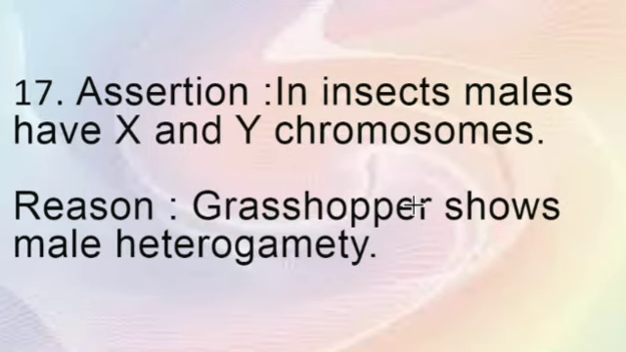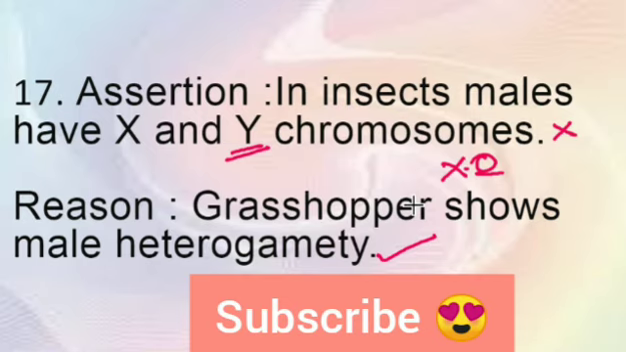In insects, males have X and Y chromosomes. That's wrong. Drosophila is like human beings, but other insects like grasshopper have one chromosome less. Males will have X and 0, nothing. So this statement is wrong. Grasshopper shows male heterogamety. That is true because it produces two types of gametes, half with the X chromosome, half without the X chromosome. So assertion is false, reason is true. Again option D.